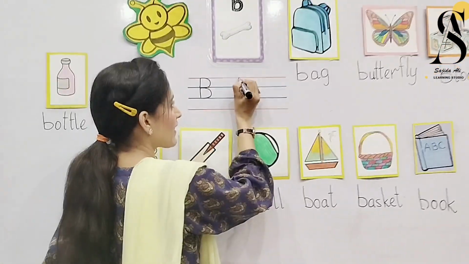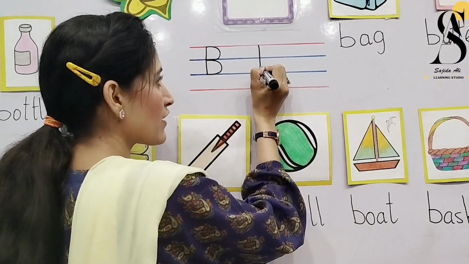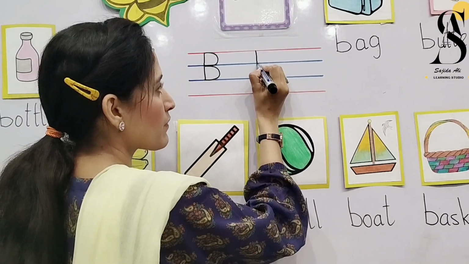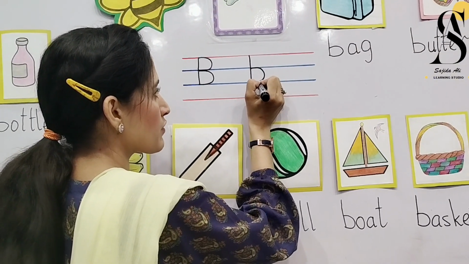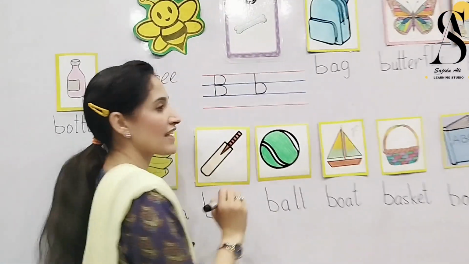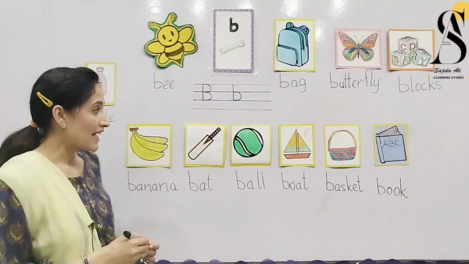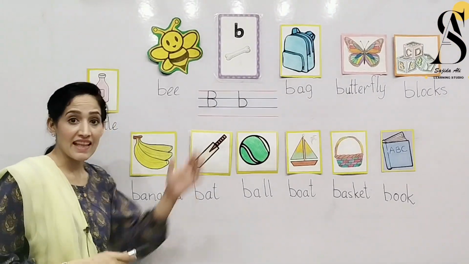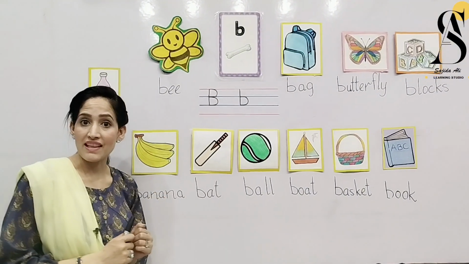Let's practice to write the lowercase b. Make a standing line on first 3 lines and a backward semicircle on middle 2 lines. This is lowercase b. Okay. Now let's learn the things which have b sound in them.